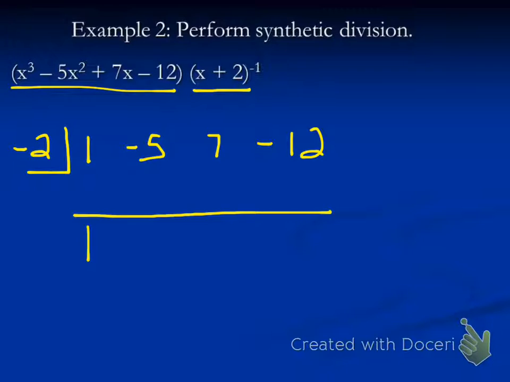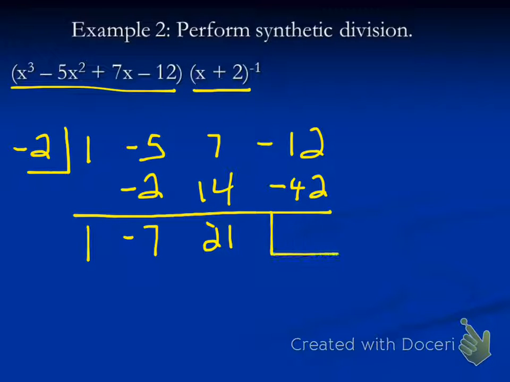So what are we going to do here? Multiply and add. -2 times 1 is -2. Add those together. Same sign, add and keep. That's -7. -2 times -7 is +14. Add those together, we get 7 plus 14, 21. -2 times 21 is -42. Add those together, and we get our remainder of -54.